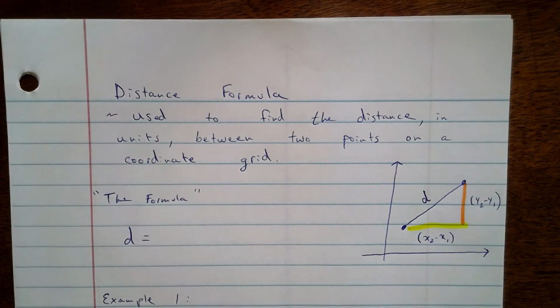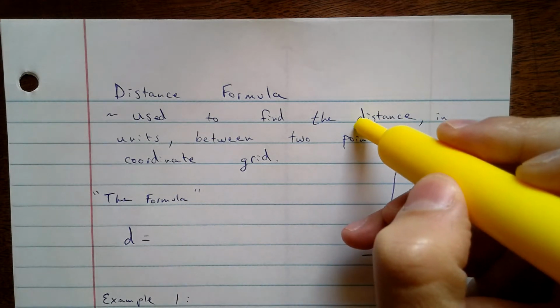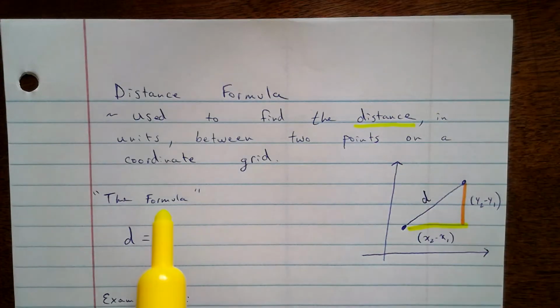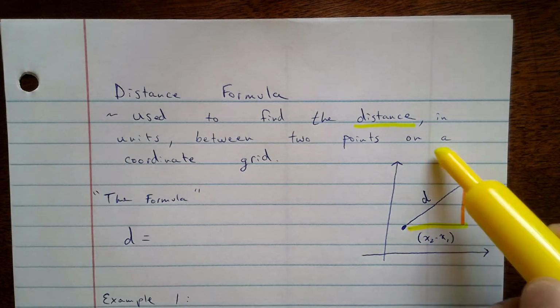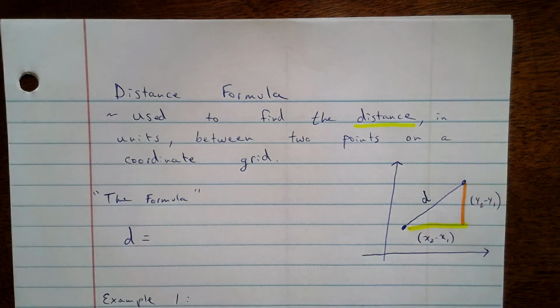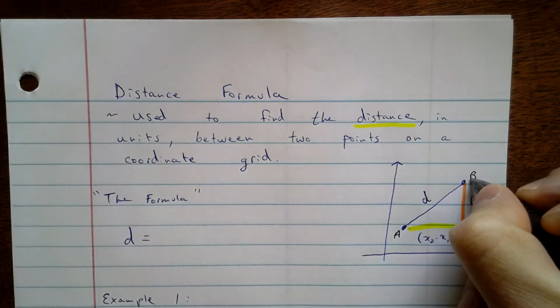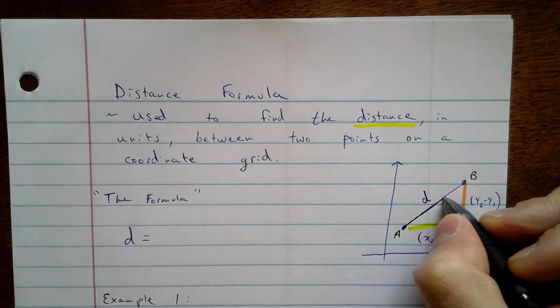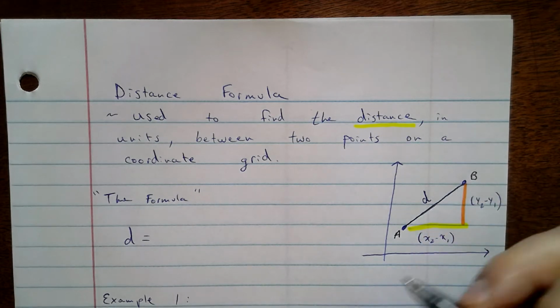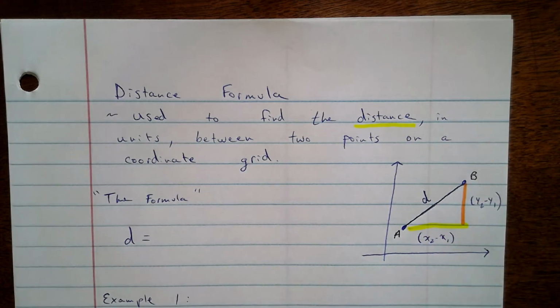So what this formula is used for is to find the distance between points on a coordinate grid, such as this. The distance formula is very directly connected with the Pythagorean theorem, and we're going to explore how to find that distance today. If we've got 2 points, let's call this point A and this point B, there's exactly one distance in units between those 2 points, and that's what we're looking to find.